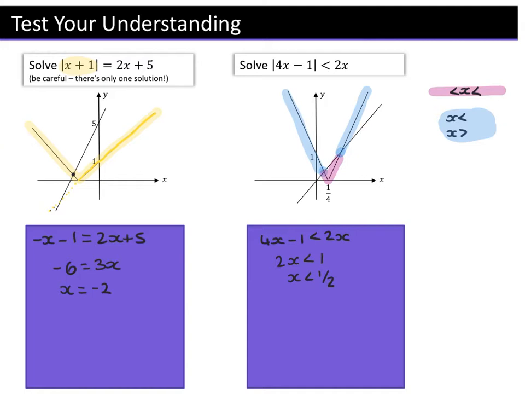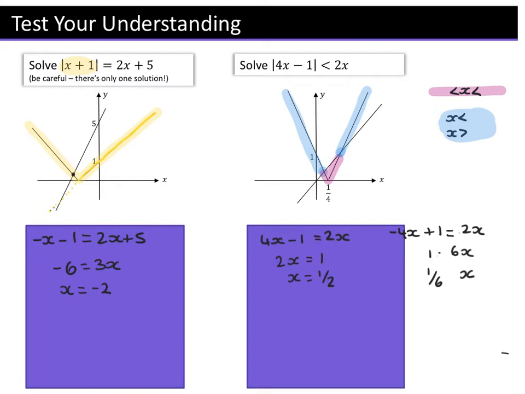Let's worry about the inequalities in a minute. And I'm going to get -4x + 1 < 2x. So I'm going to get 1 < 6x, 1 over 6 < x. So x is greater than 1 over 6, but x is less than a half. That doesn't make any sense. So when you're doing this, don't worry about writing the inequalities until the very end. Just keep it as equals.